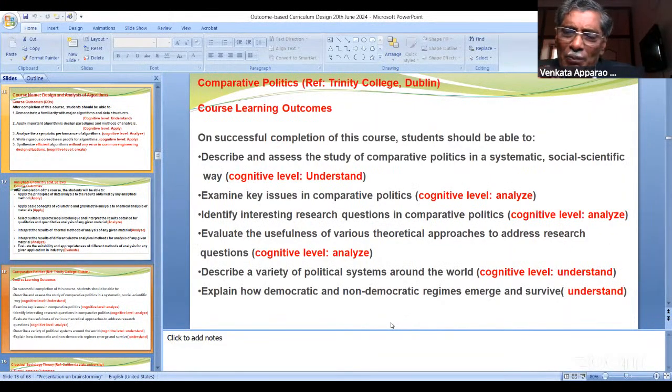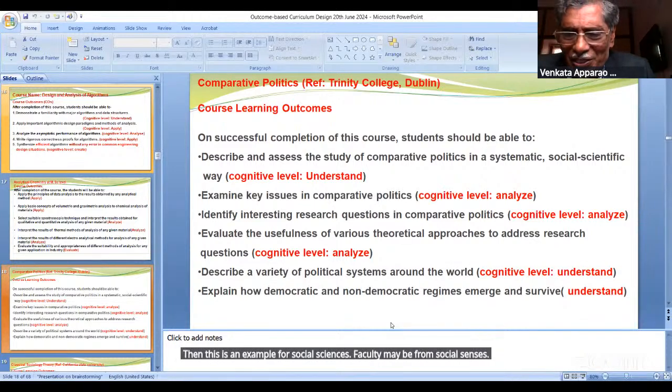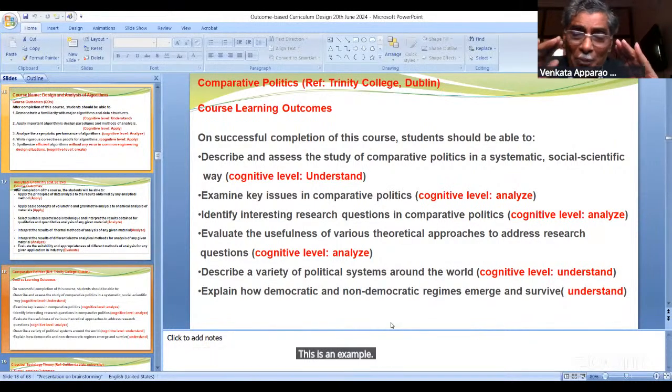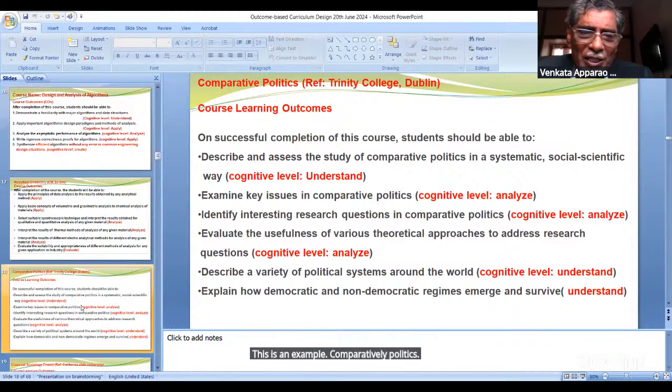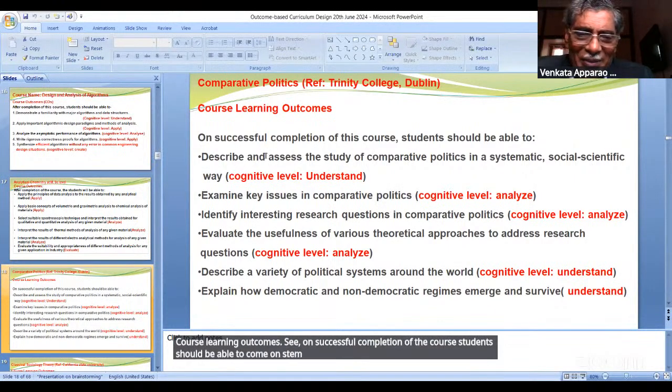Then this is an example for social sciences. Faculty may be from social sciences. This is an example. Comparative politics, course learning outcomes. See, on successful completion of the course, students should be able to, common stem, describe and assess the study of comparative politics in a systematic socio-scientific way, understand level. Examine key issues in comparative politics, analyze level.